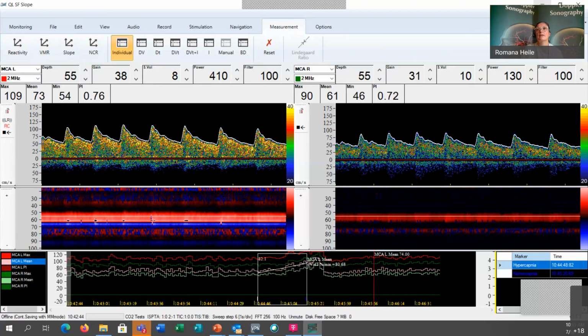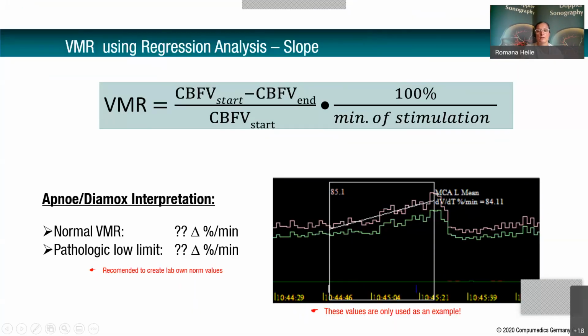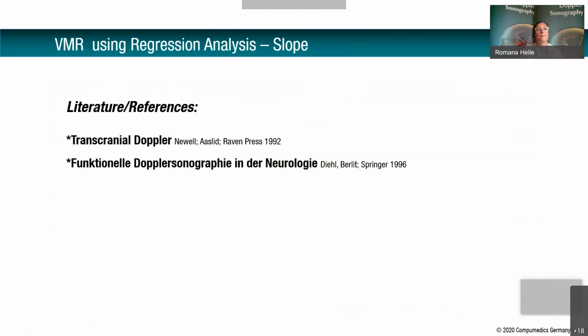Actually, literature can also be found in the Doppler Atlas and in the literature lists on the website. Or if you need further information, you know that you can always count on me. I'm here to support you with needed information.